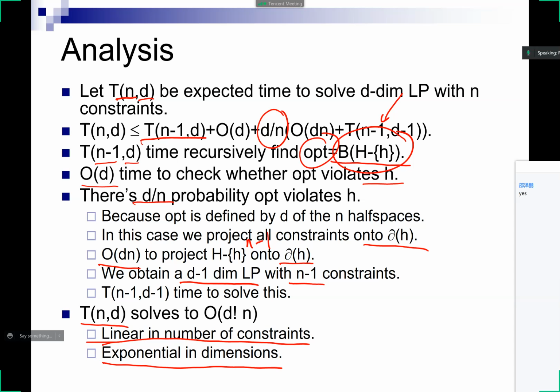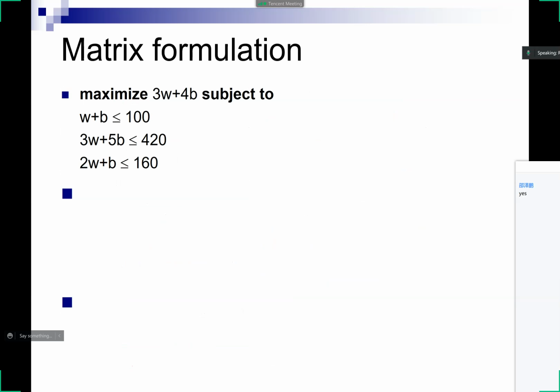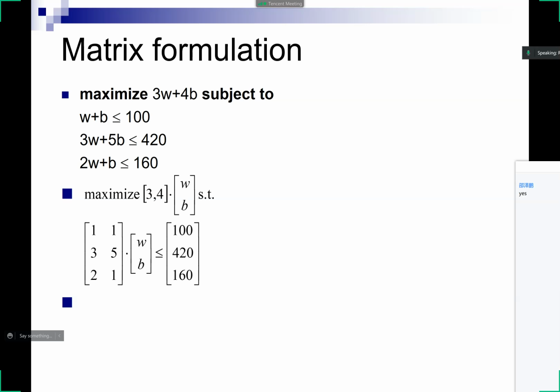Okay, so then I just want to say a few more things about linear programming before we move on to something else. First of all, the way that we formulated our problem was that we wrote down these inequalities. You can do this a bit more systematically using matrix notation.